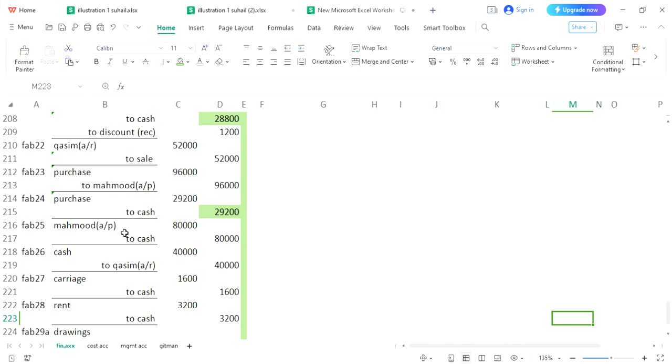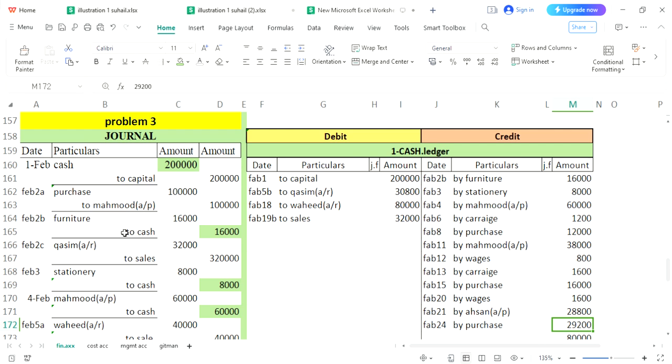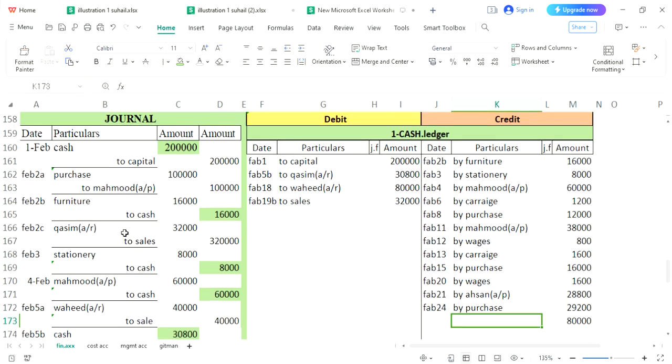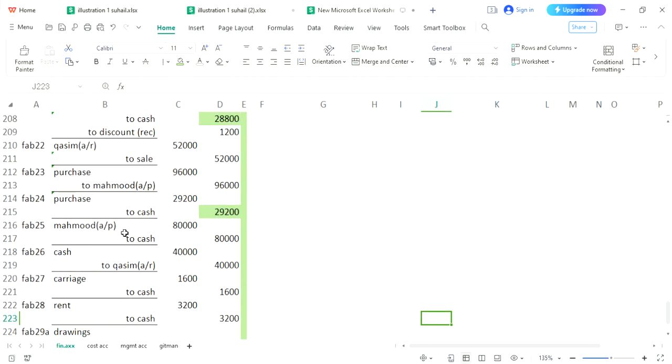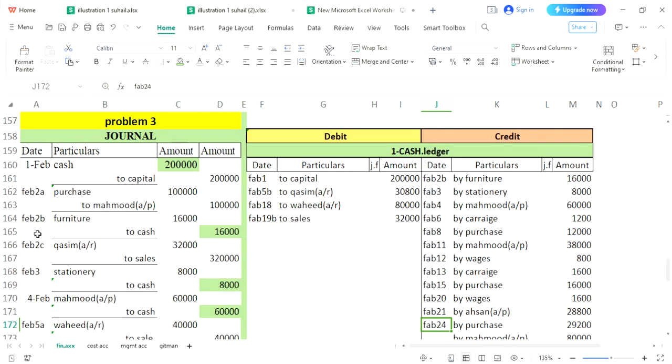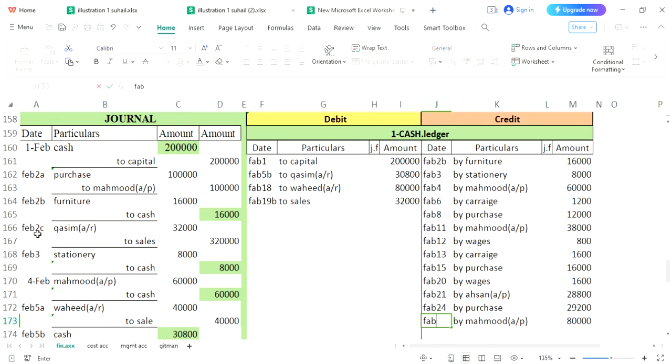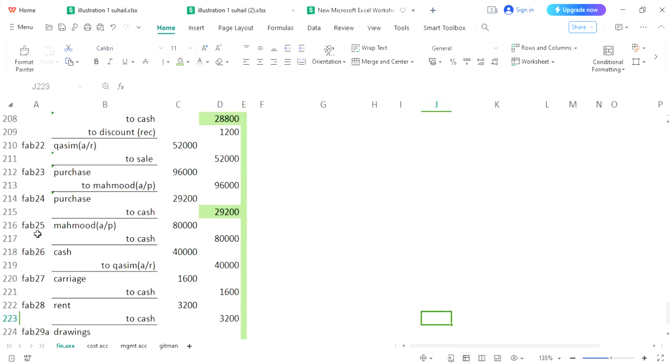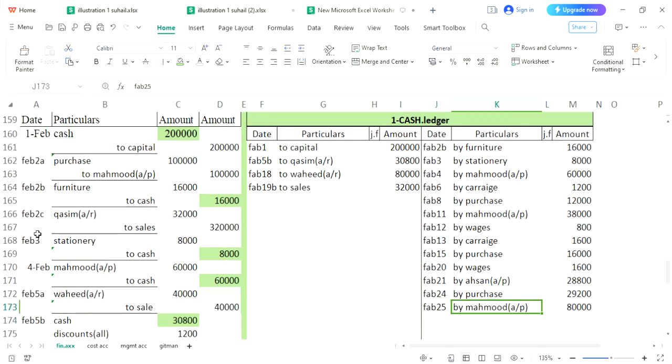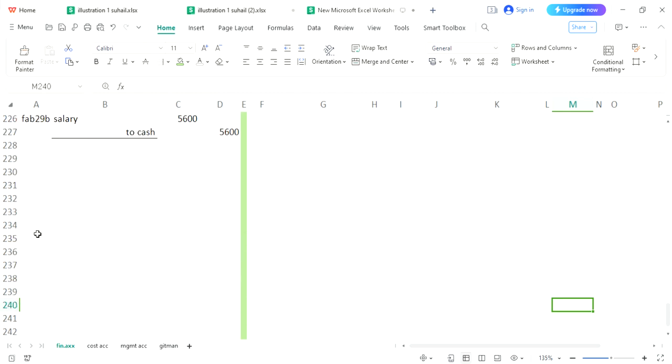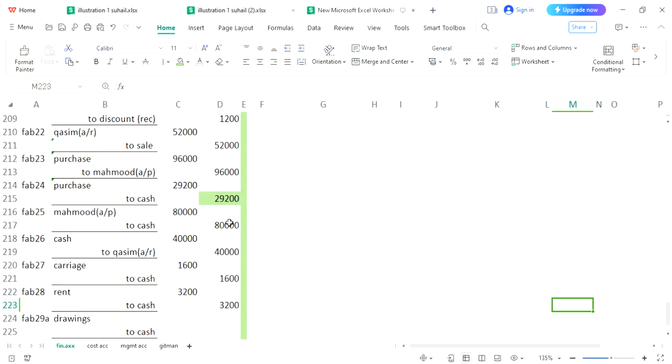You can see Mahmood is written on the debit side. So we are going to write "by Mahmood", who was the account payable. Let's see for 80,000 what was the date, February 25. Put the date February 25 beside Mahmood, and now okay, we have posted the date, reference is completed, amount has been posted, 80,000. So mark 80,000 as completed. This way we are completing our ledger step by step and looking for the cash.